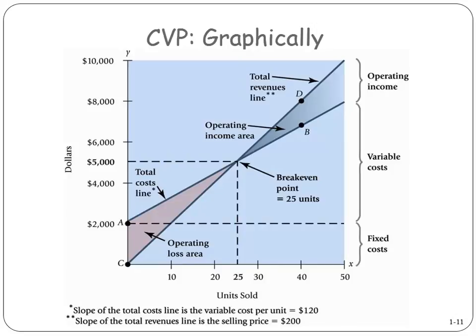If you're in this zone down here, you're losing money. This is the amount of money you're losing. If you're up here in this zone, you're making a profit. To understand, based upon our sales price, our variable costs, and our fixed costs, we need to sell 25 units in order to break even. Everything over 25, our contribution margin is no longer contributing to the fixed costs. It's now contributing to profit above 25 units.